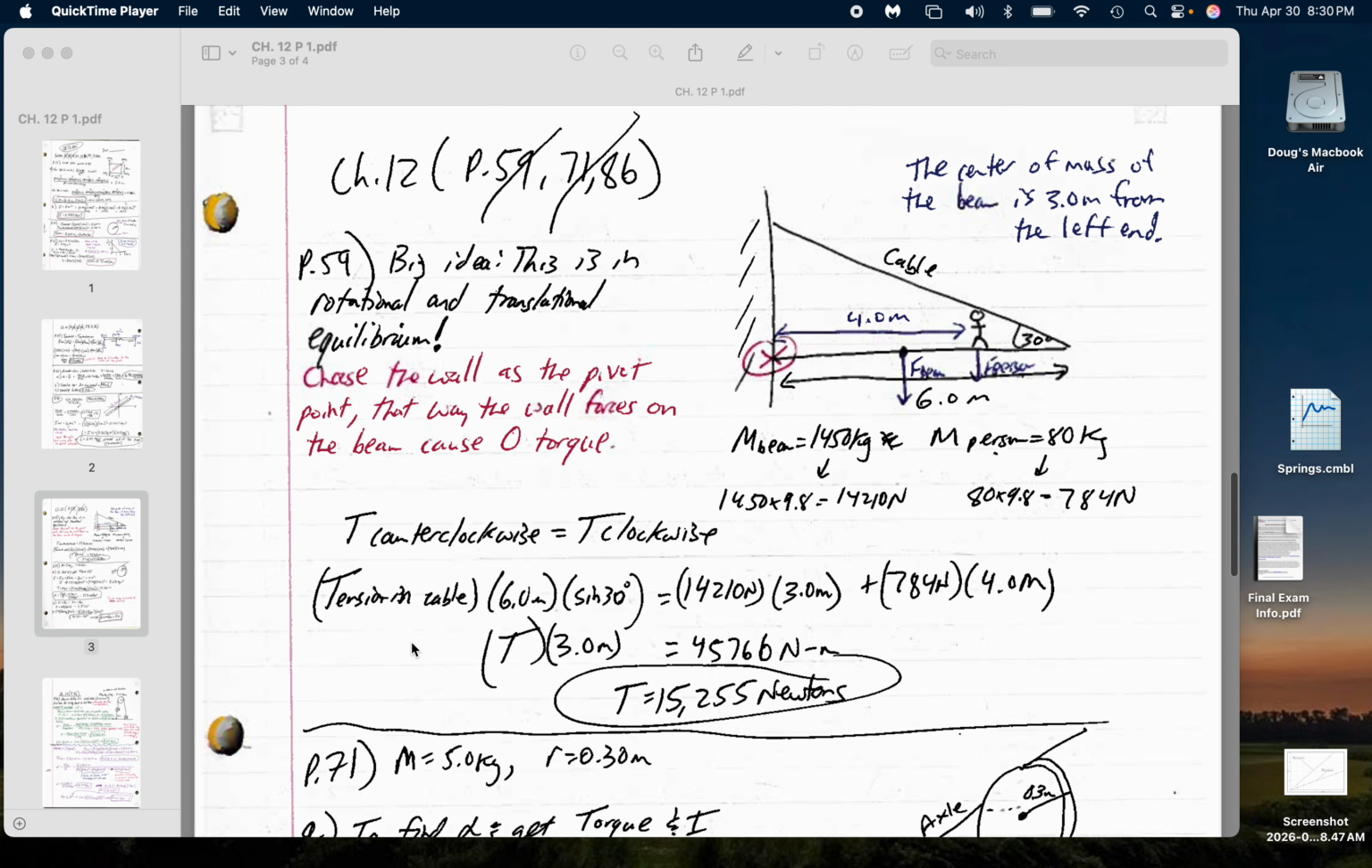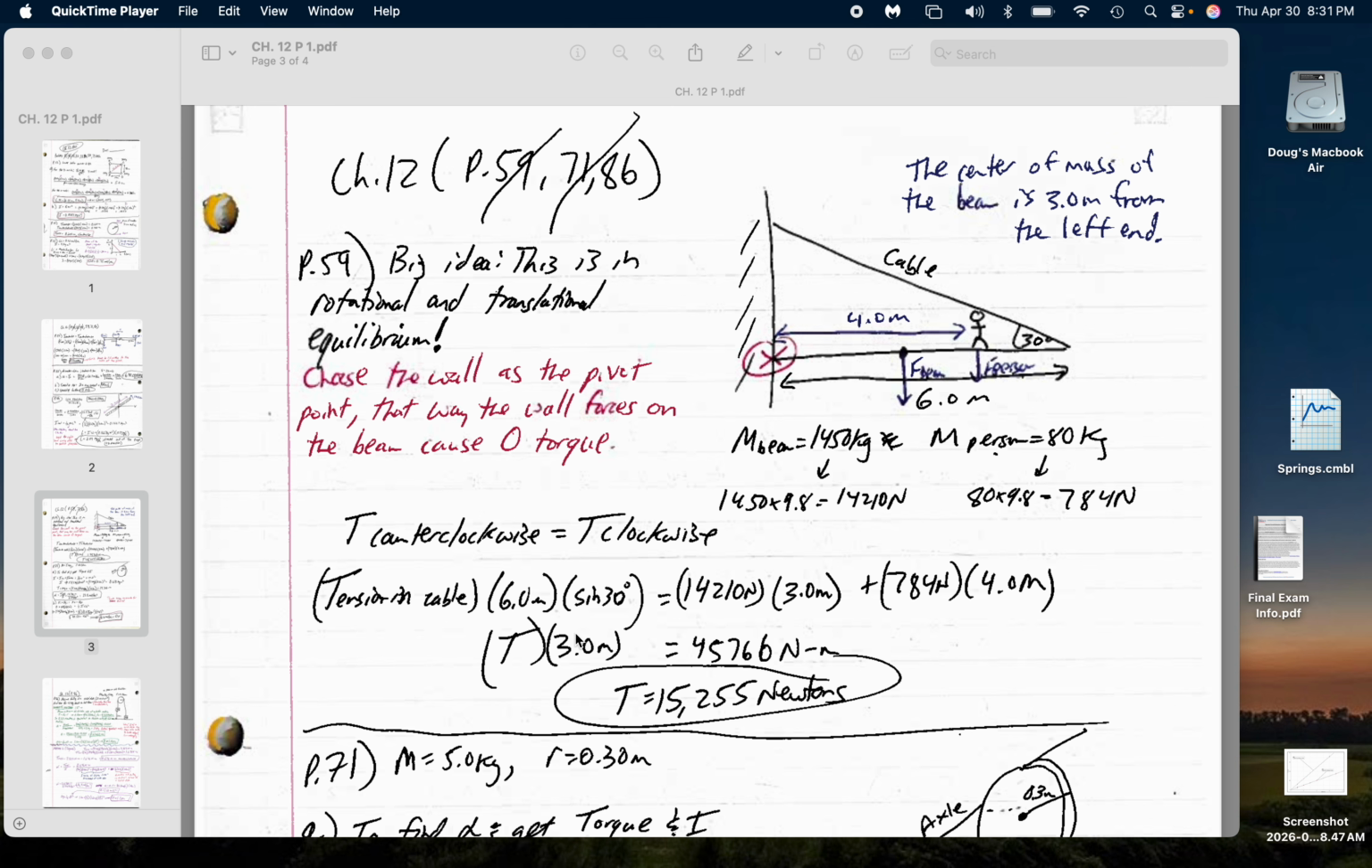So here, the counterclockwise torque is caused only by the cable. That's the tension in the cable multiplied by its connection point, which is 6 meters away, multiplied by the vertical component of the force, which is sine of 30 degrees. So sine of 30 degrees is 0.5, times 6 is equal to 3. So I get tension times 3. On this side, I have the weight of the beam, 14,210 newtons. It is at its center of mass, which is 3 meters from the wall. And then the person is 4 meters from the wall. So I get around 45,766 newton meters of torque.